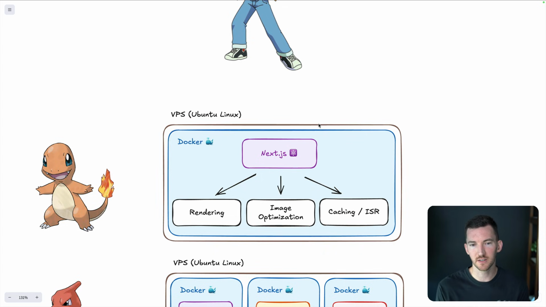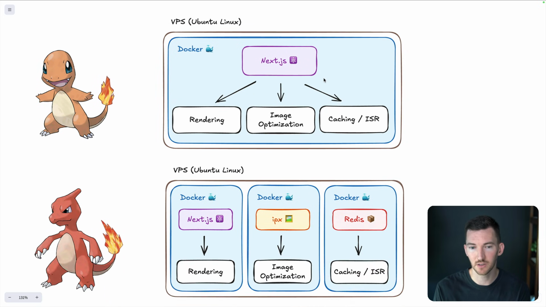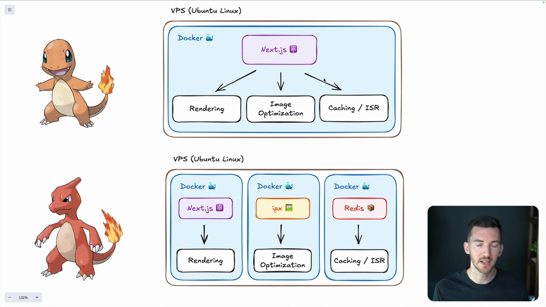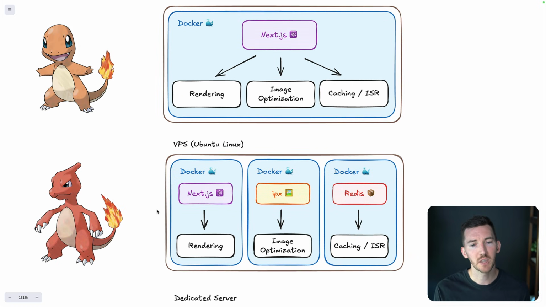You don't necessarily always want your server spending time on rendering, having that time compete with doing your image optimization or reading and writing to memory for ISR. So one next step for scaling your infrastructure might look like vertically scaling your hardware and then horizontally scaling your different Docker containers. So for example, you might have one container. This is the Charmeleon. You have one that's doing just rendering.